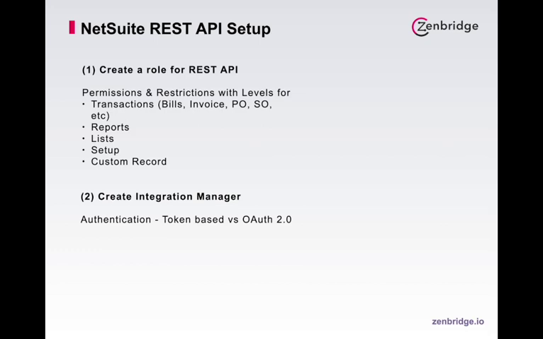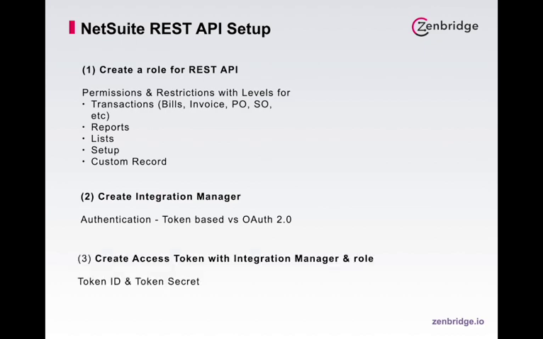Now, once you set up a role, the second step is creating an integration manager. Here's where you decide whether you're going to use a token-based system or an OAuth 2.0 system. Primarily, these are the two options when it comes to authenticating your API calls. Once again, the call is completely yours depending on which one you prefer.